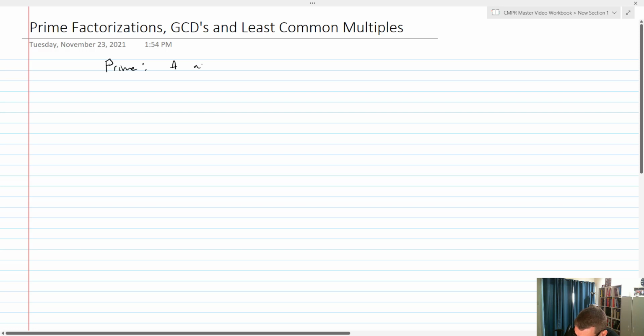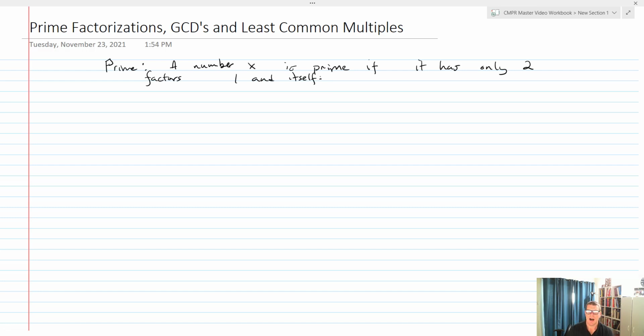So a number x is prime if it has two, and only two, factors. Only two factors, one and itself. So basically, a number x is prime if it can only be divided by 1 and itself.